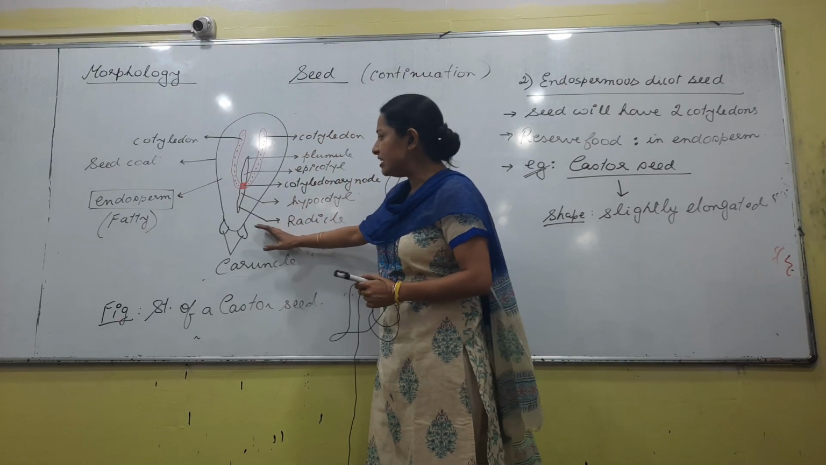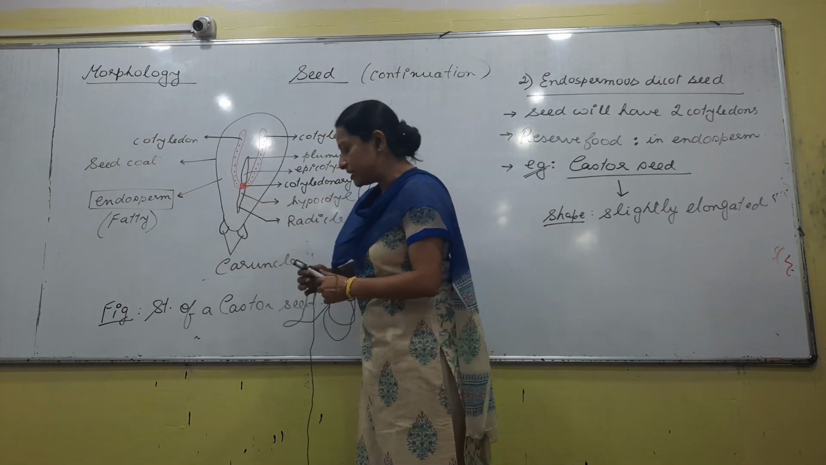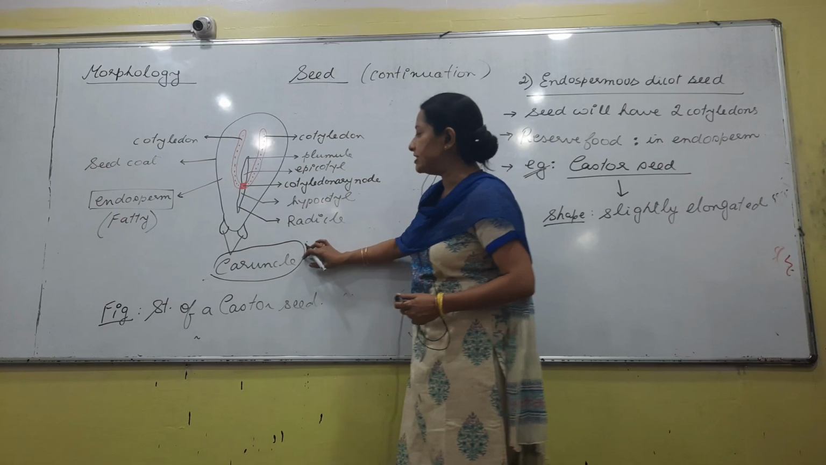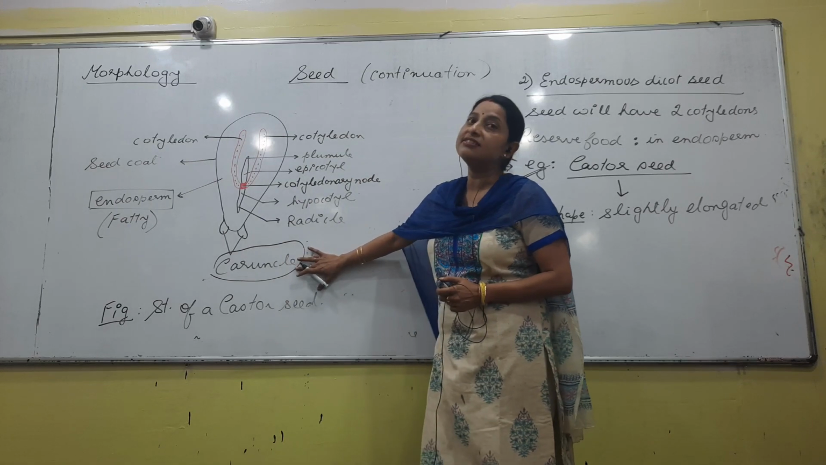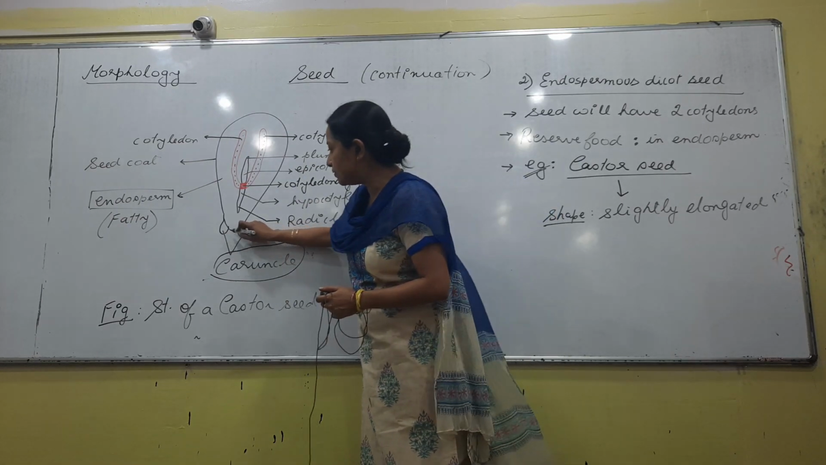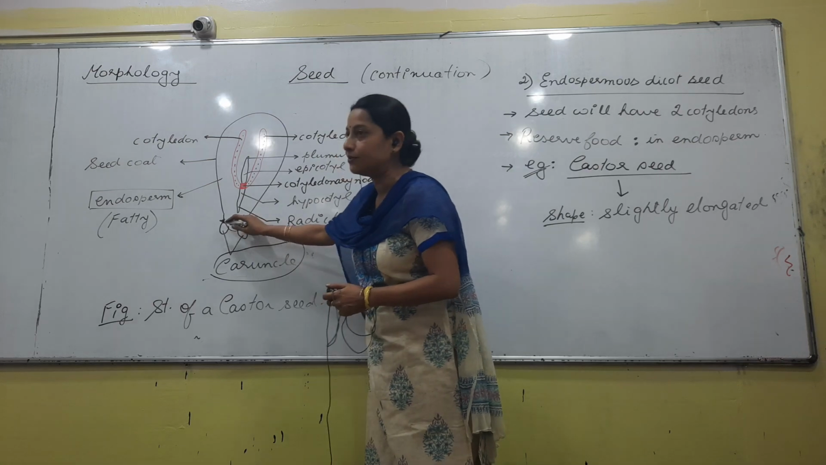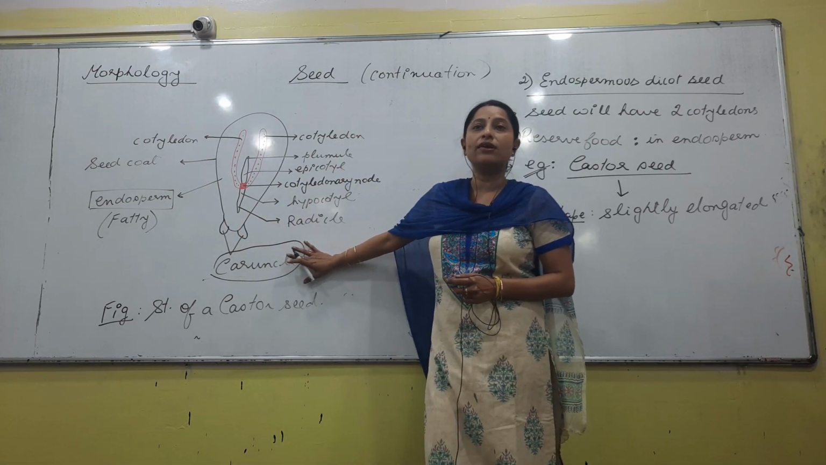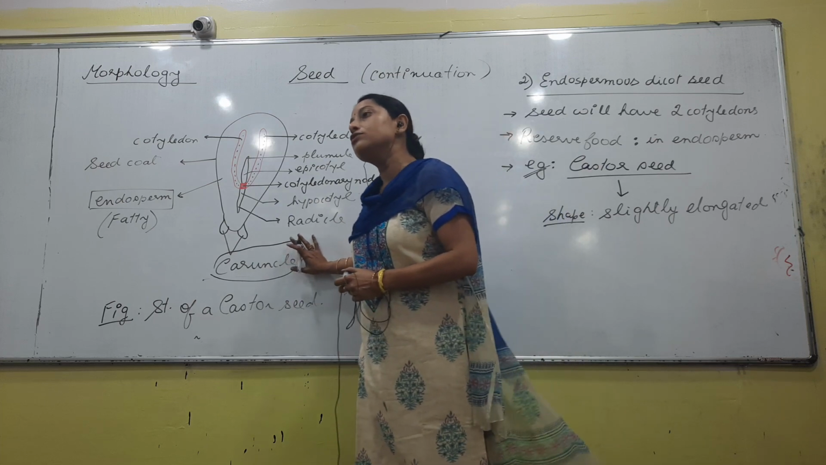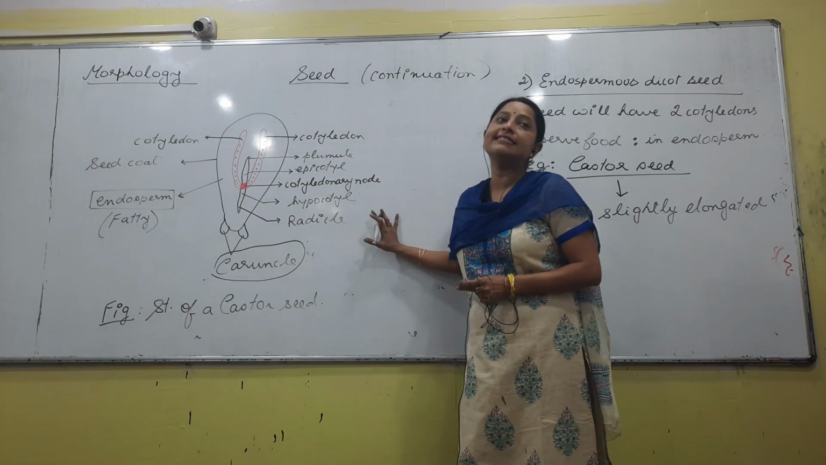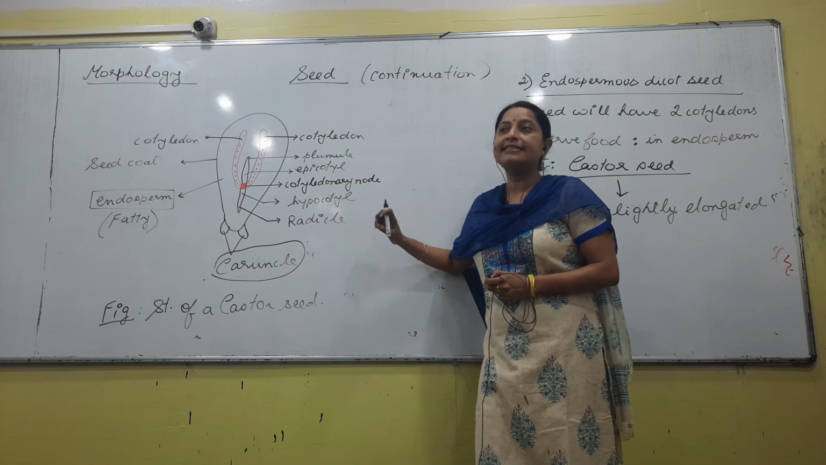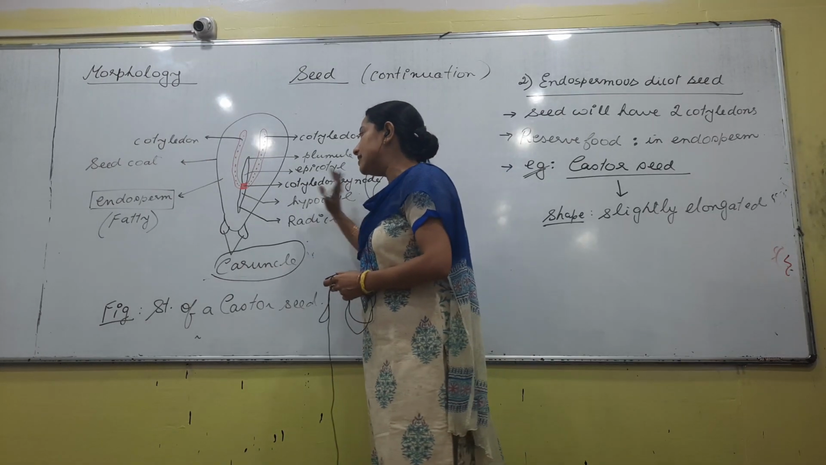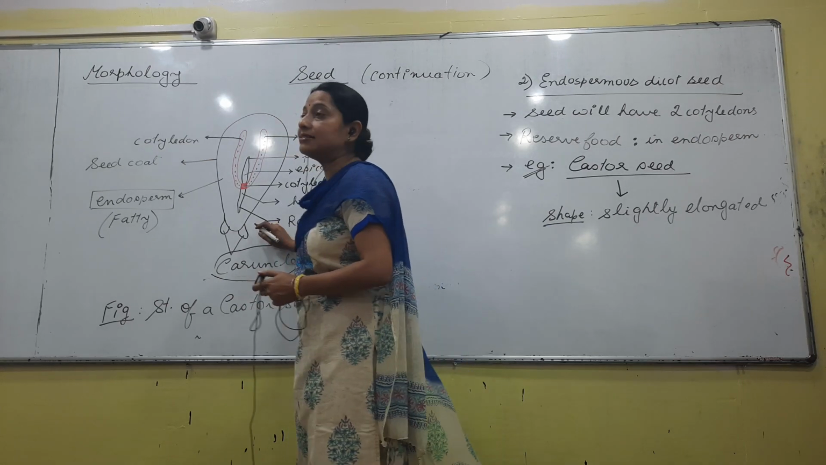Next, castor seed. When you talk about castor seed, we see a special structure called a caruncle, and because of the presence of this common protrusion, such a seed is called a carunculate seed. So, a question may come, give an example of a carunculate seed. Example of a carunculate seed is castor. What is a carunculate seed? A seed having a caruncle is called a carunculate seed.